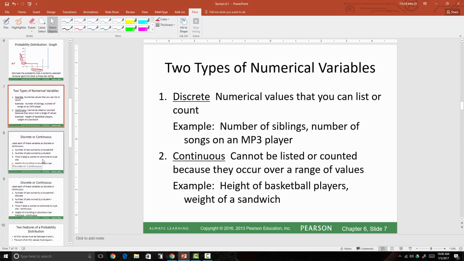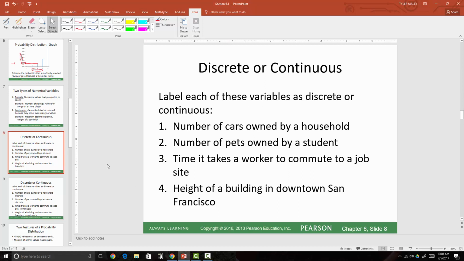So let's look at some examples of discrete and continuous. Here we want to label each of the variables as discrete or continuous. Number 1 is the number of cars owned by a household. If I asked you how many cars you have, this is something you're counting, so this is discrete. Number 2, number of pets owned by a student, would also be discrete. We can't have 2.5 cats or whatnot. Number 3, time it takes a worker to commute to a job site, is an example of continuous. And 4 is also continuous: height of a building in downtown San Francisco.